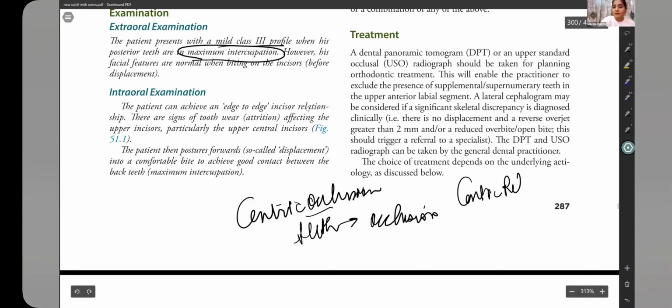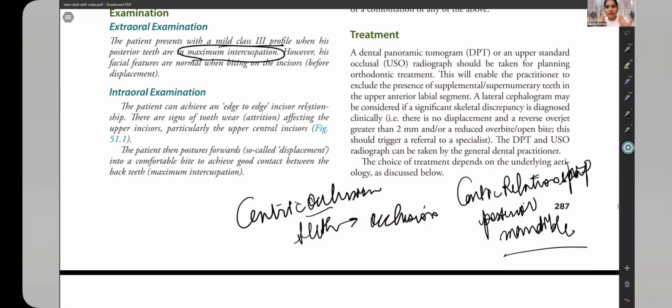The centric relation, whereas, is the most posterior position of the mandible, right? Your mandible cannot practically be pushed behind it. That is the most posterior position of the mandible compared to the maxilla. So it is a TMJ-related position. It is also dictated by the muscles and the TMJ. And usually in healthy patients, centric relation and centric occlusion should coincide. Even if they don't, there should be a difference of only 0.5 to 1 millimeter, mostly coinciding.